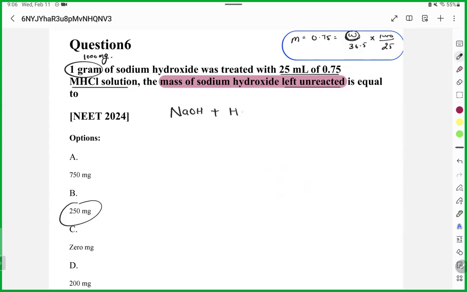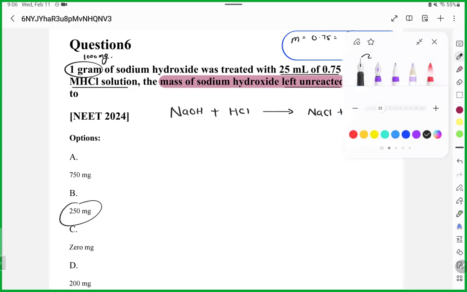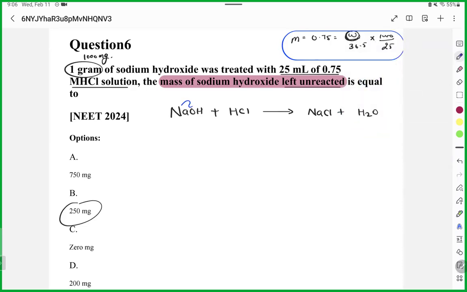NaOH reacts with HCl, as given in the question, to form NaCl plus H2O. First thing, according to the question, NaOH is left unreacted. It means the HCl will be 100% consumed. Whatever is 100% consumed in the reaction is known as the limiting reagent.